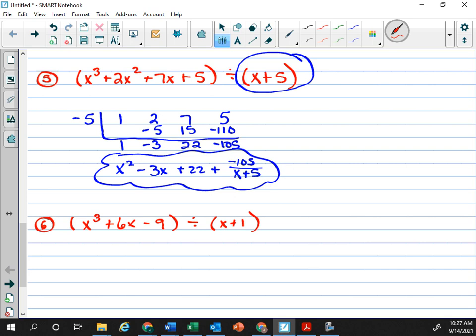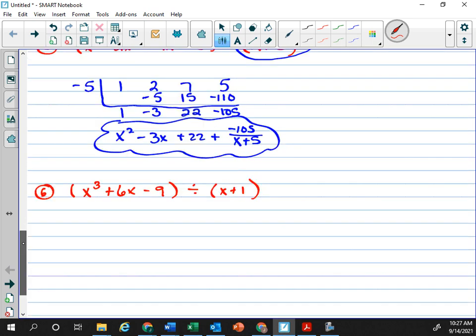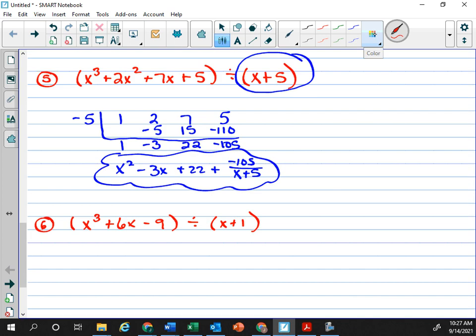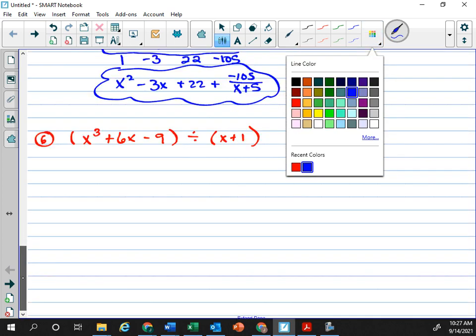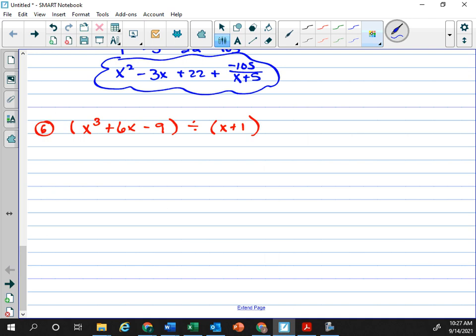You are, yes, good catch, Matthew. So, guys, when it skips an exponent like this one does, you need a placeholder, okay? So out front would be the negative 1, and then when you do your coefficients, you have a 1, you don't have an x squared, so you need to put a 0, okay? 6, minus 9, okay?